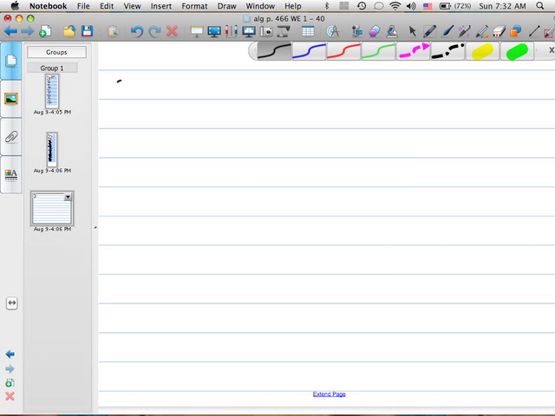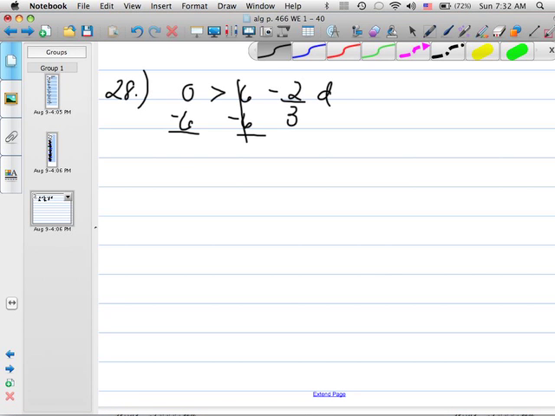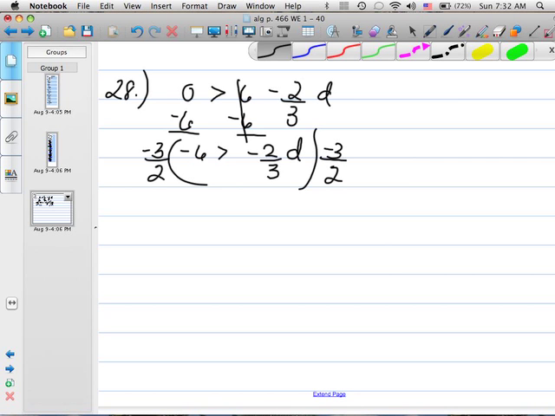Number 28, we have 0 is greater than 6 minus 2/3 d. First step is to get rid of the 6 from the right side, so we subtract 6. We have negative 6 is greater than negative 2/3 d. To get rid of negative 2/3, use its reciprocal, which is negative 3/2. Multiply by negative 3/2. That'll cancel those out. That will turn the inequality to less than.